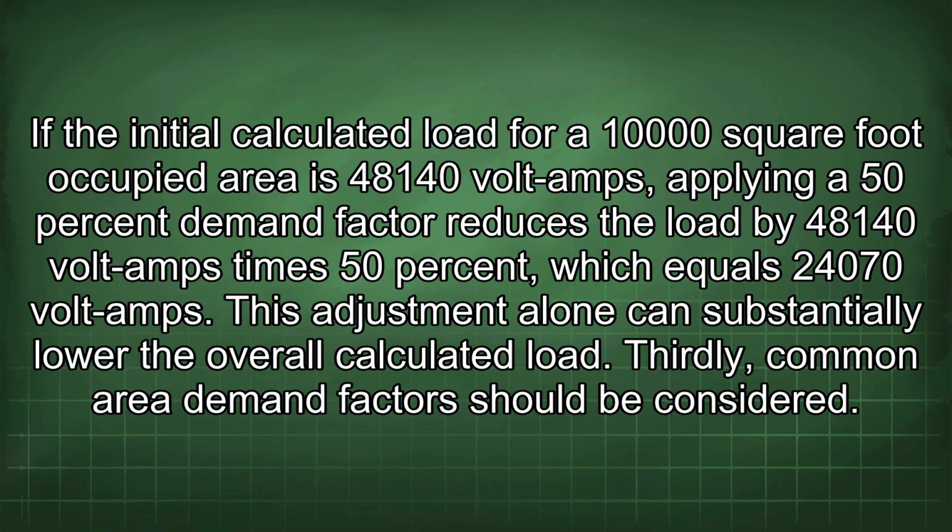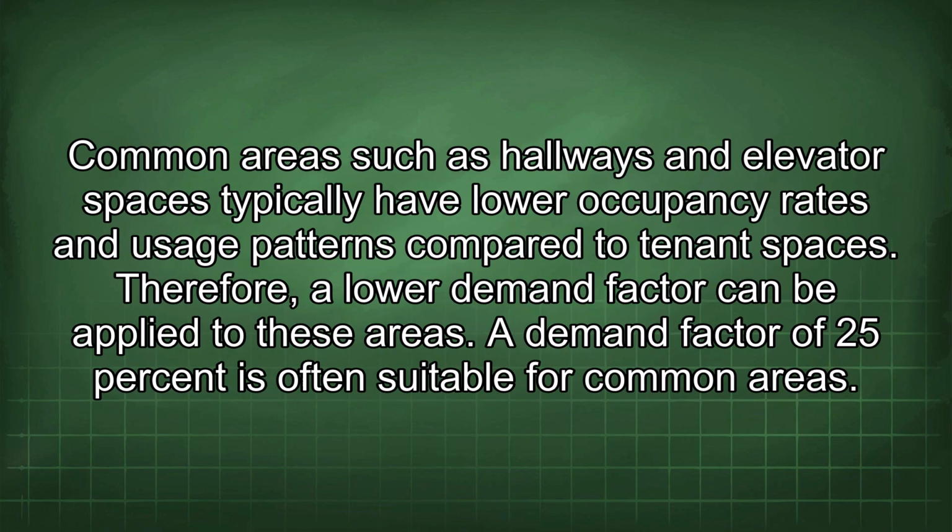Thirdly, common area demand factors should be considered. Common areas such as hallways and elevator spaces typically have lower occupancy rates and usage patterns compared to tenant spaces. Therefore, a lower demand factor can be applied to these areas. A demand factor of 25% is often suitable for common areas.